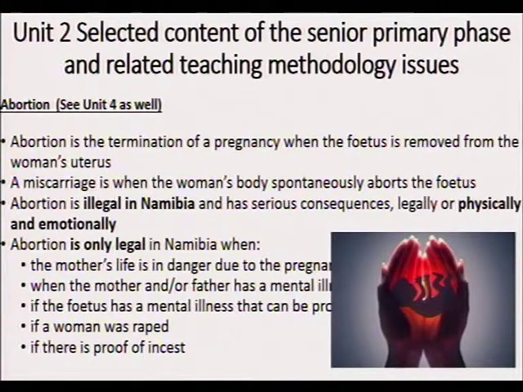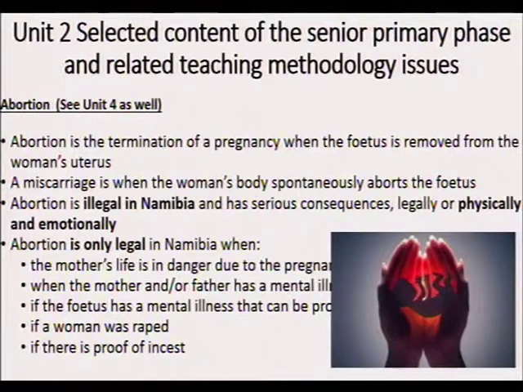All right. So abortion, when you just look at the definition of it, is the termination of a pregnancy when the fetus is removed from the woman's uterus. A miscarriage is when the woman's body spontaneously aborts the fetus. So abortion is illegal in Namibia and has serious consequences, legally, physically and emotionally. Abortion is only legal in Namibia when the mother's life is in danger due to the pregnancy or the father has a mental illness.